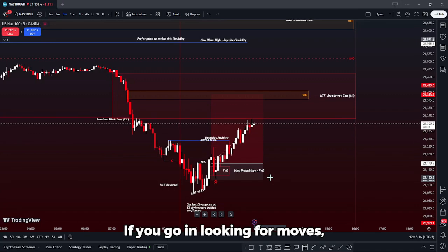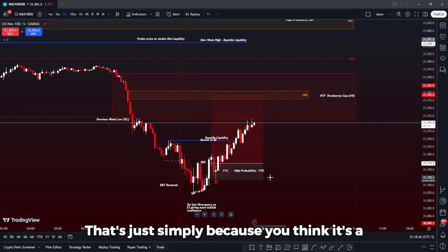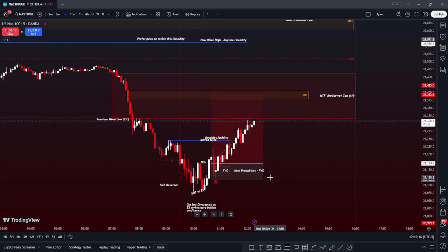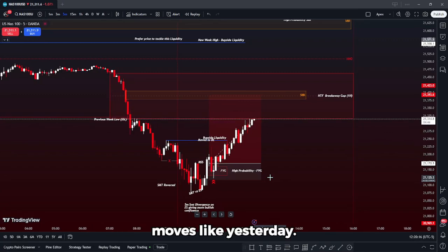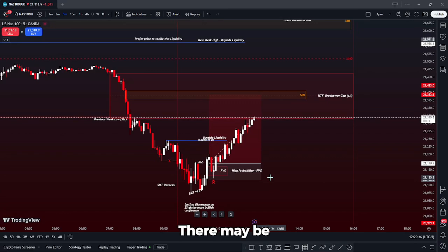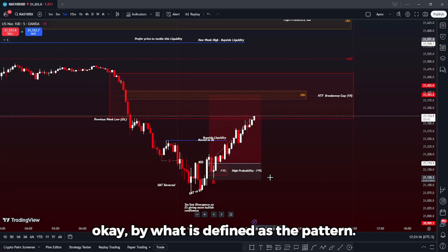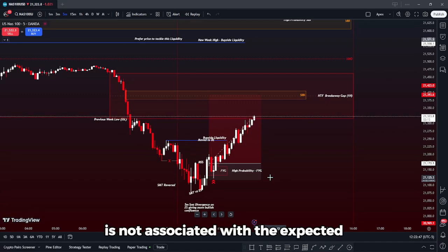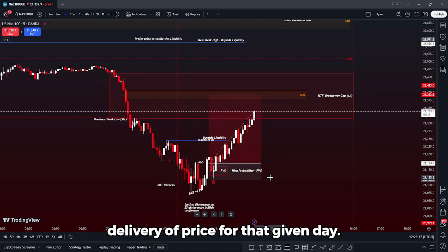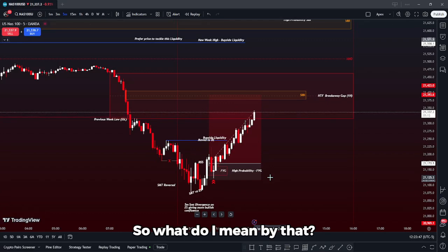If you go in looking for moves just because you think it's a fair value gap, that's going to frustrate you, because it's not going to give you moves like yesterday. There may be fair value gaps there, by what is defined as the pattern, but that pattern is not associated with the expected delivery of price for that given day. So what do I mean by that?